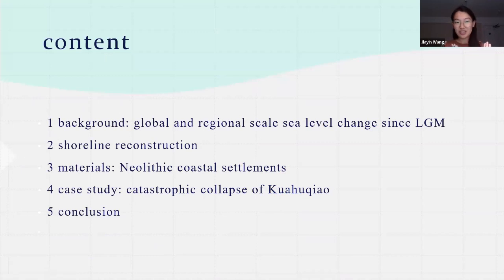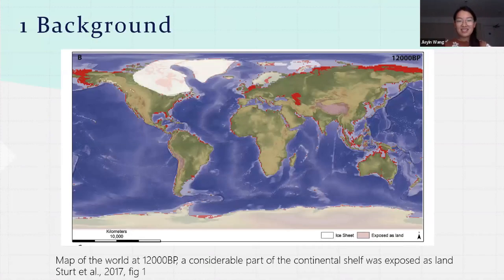Okay, so this is the content of my presentation. Basically, it starts with a background and then the shoreline reconstruction, and then some materials from Neolithic coastal settlements and a case study of a specific crisis, the collapse of a specific site in the coastal region, and then I'll draw my conclusion. So first, let's start with the background of submerged landscapes.